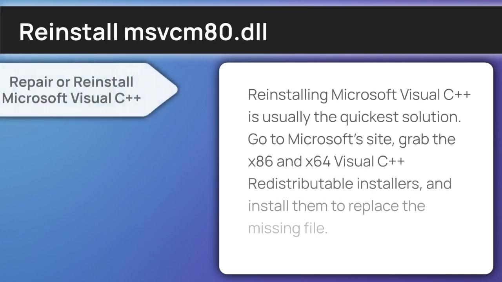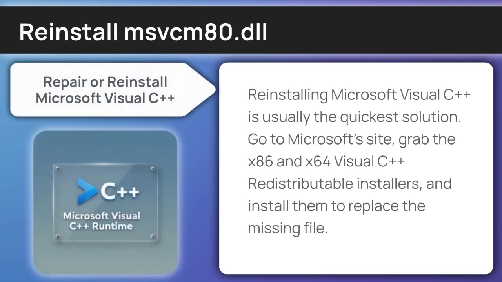Reinstalling Microsoft Visual C++ is usually the quickest solution. Go to Microsoft's site, grab the x86 and x64 Visual C++ redistributable installers, and install them to replace the missing file.